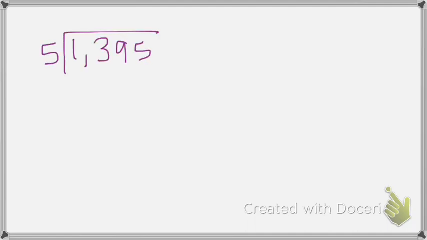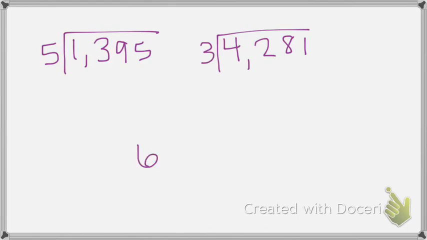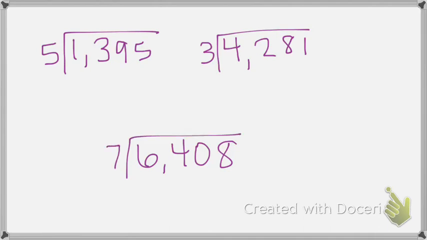All right, I'm going to leave you with 3 practice problems just like before. Let's do 1,395 divided by 5. 4,281 divided by 3. And 6,408 divided by 7. And I will have the next video to check.